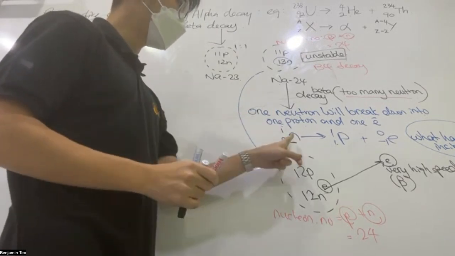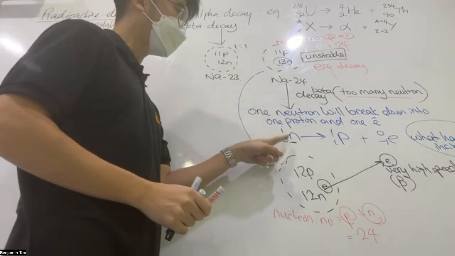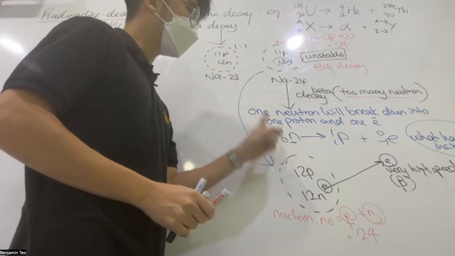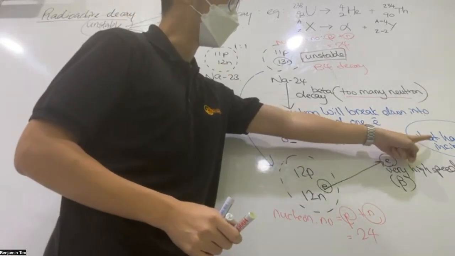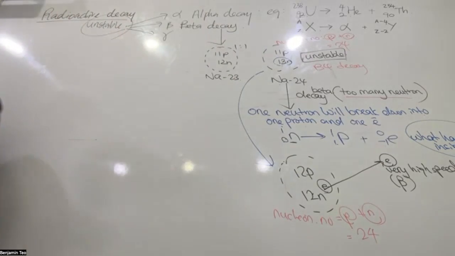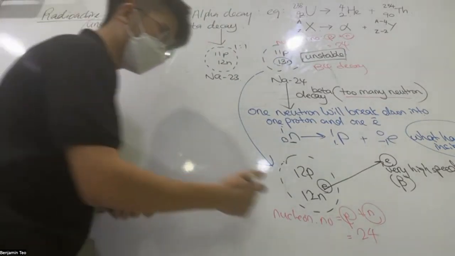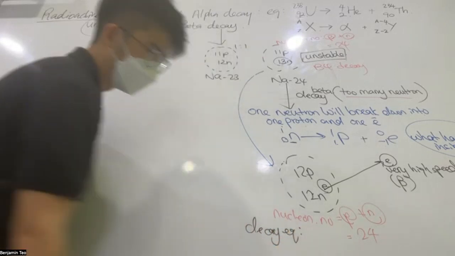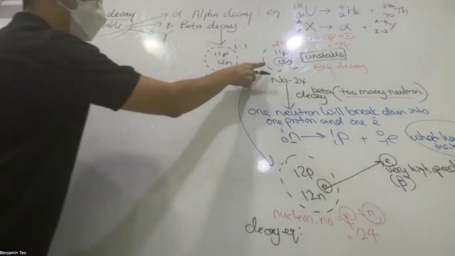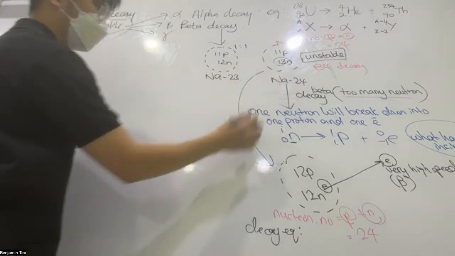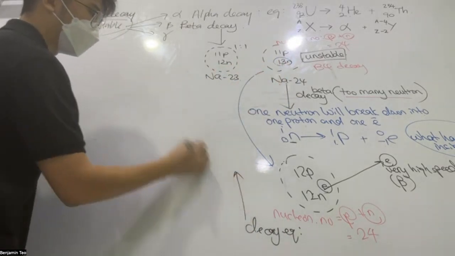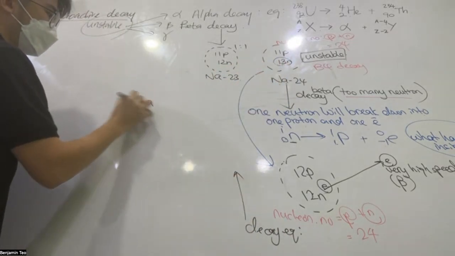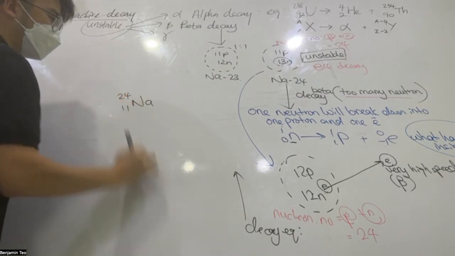This equation is not my decay equation, because this equation explains what happens inside the nucleus. It's not my decay equation. I need a decay equation. The decay equation is: what is the element? Sodium, right? Sodium 25. Oh, sorry, 24. So sodium 24, 11 protons.